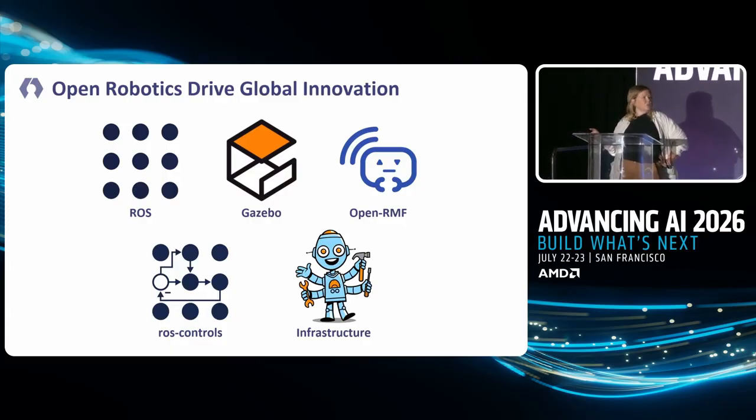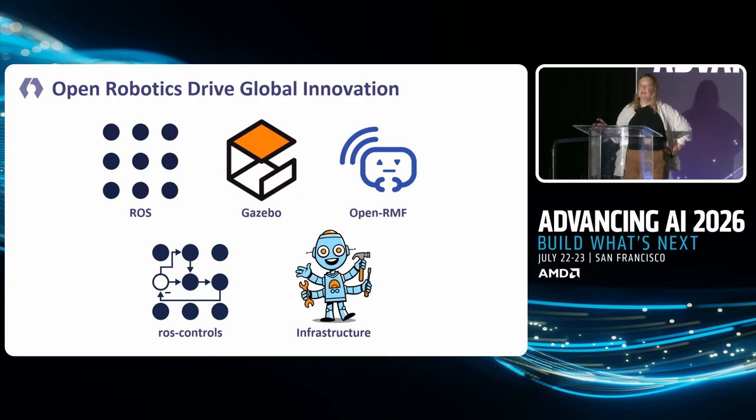We also have ROS Controls. ROS Controls is basically a subset of ROS that's focused on real-time control systems. And then the last one is our infrastructure, which sounds trivial, but we serve close to 1 billion ROS packages every year. We're responsible for keeping a lot of people's robots secure and up to date, so it's a non-trivial part of what we do.